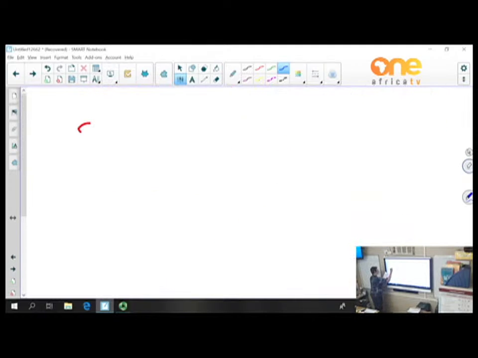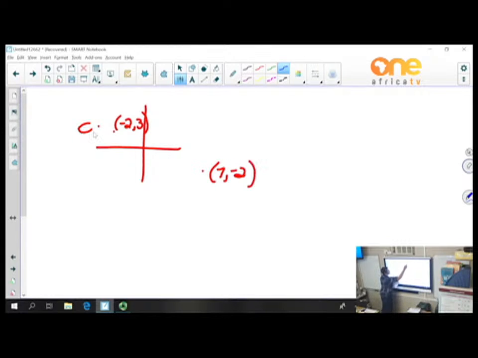Right, so the next one is number C. Still working with the length. Draw the picture there. So it is negative 2, 3, which is almost there. Negative 2, 3. And the second one is then 7, negative 2. So there's your point, 7, negative 2. This is the line that you want to calculate. So can you see? There's your Pythagoras coming up. But I'm just going to use my formula now.